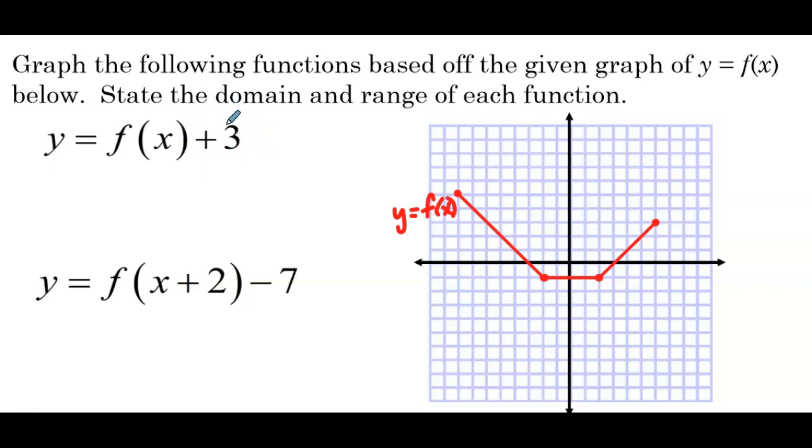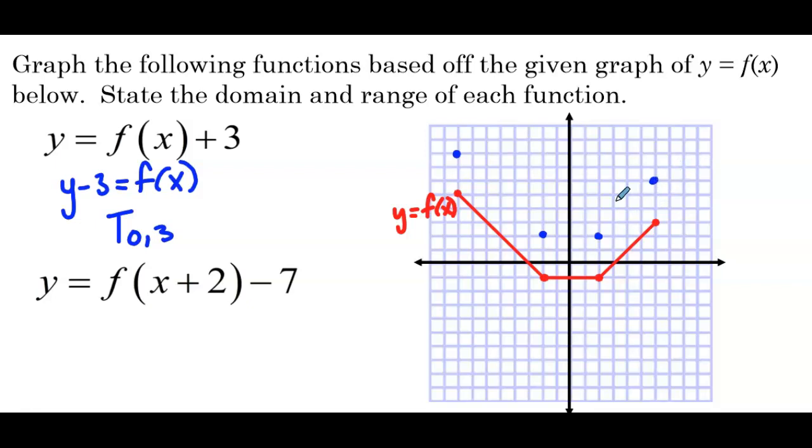So this plus 3, it's not inside the parent function, so I'll move it to the other side. So y minus 3 equals f of x. So our translation there is 0, 3. Nothing to the x's, and we're going to add 3 to the y's. So we take each one of these 4 points and add 3 to their y value. So 1, 2, 3, 1, 2, 3, 1, 2, 3, 1, 2, 3.